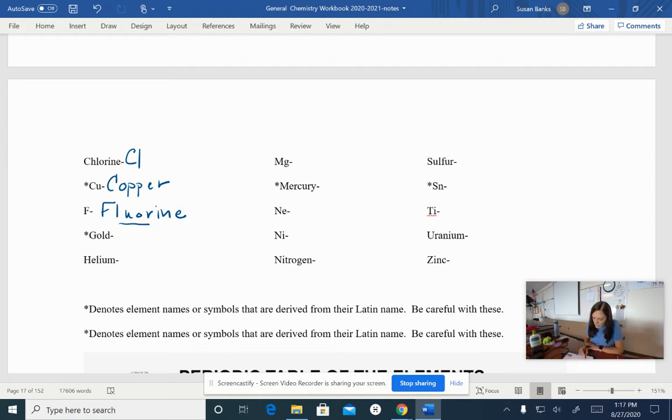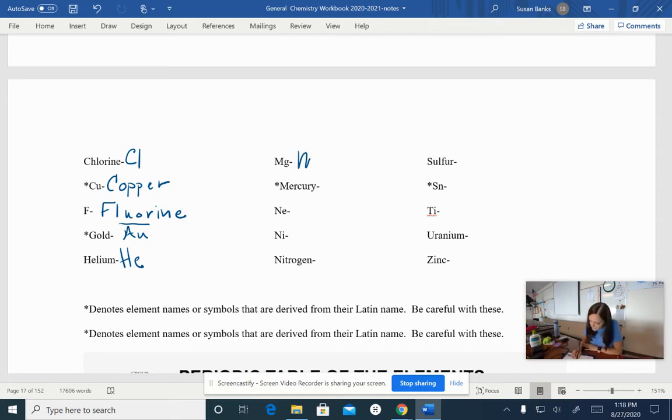Gold. This is also Latin. Gold in Latin is aurum, so we call it Au. So those of you who like to do the Disney princess thing, remember Sleeping Beauty, what her name was? Her name was Aurora, and they called her Aurora because her hair was golden like the dawn, like the sky when the sun's first coming up. Aurora, aurum, same root word, gold. Okay, helium, He.